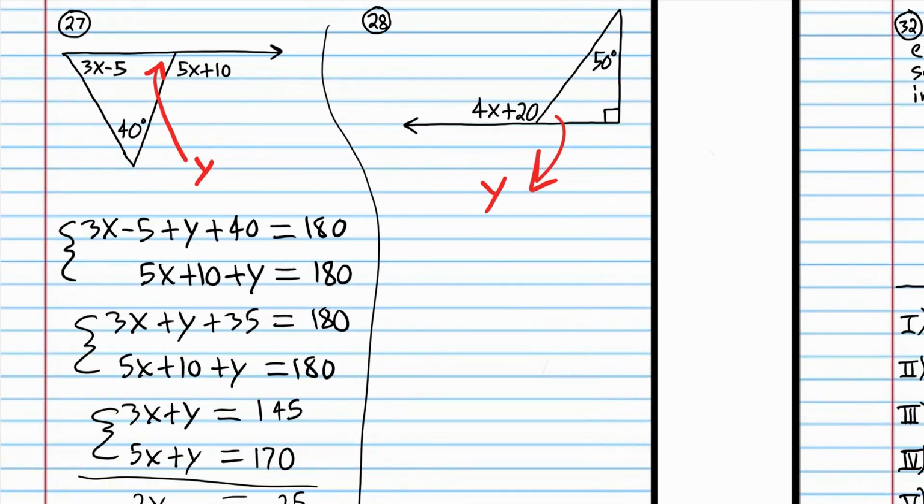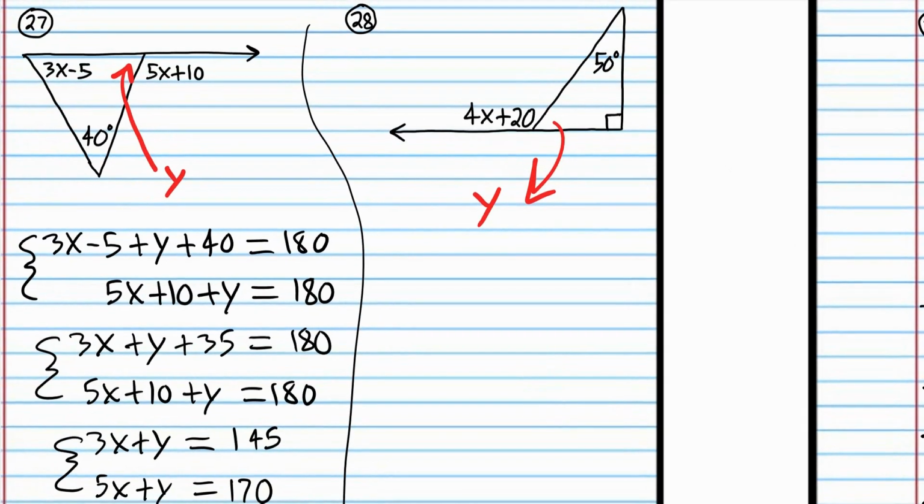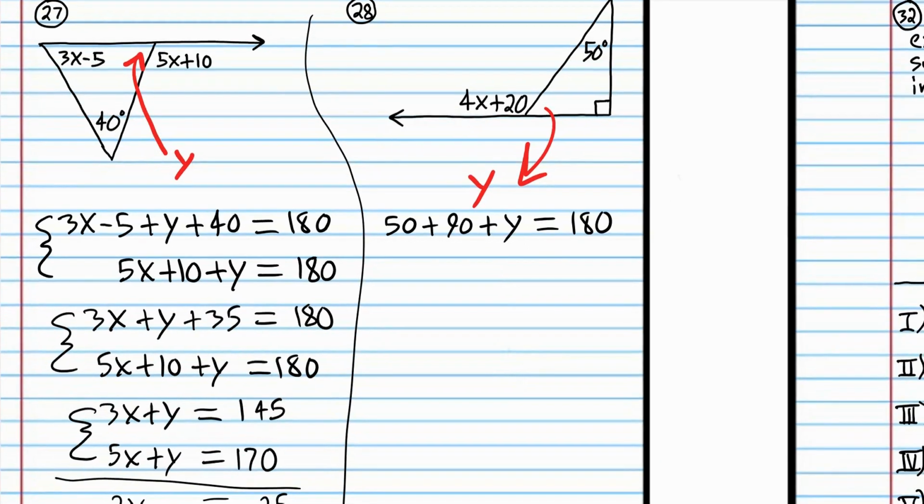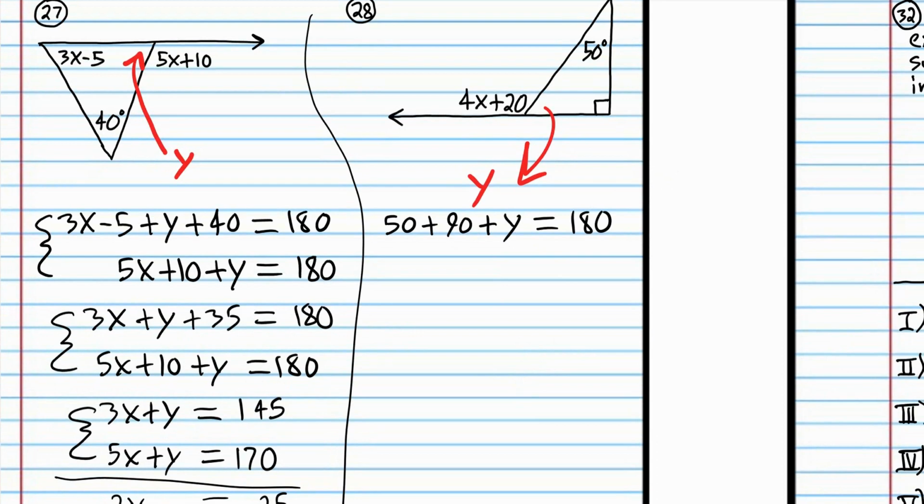All right, we're back. So we're going to make two equations. We know by the Triangle Sum Theorem that 50 plus 90 plus y is equal to 180. We also know, and I'm going to make a bracket here, that 4x plus 20 plus y must be 180 by the linear pair postulate.